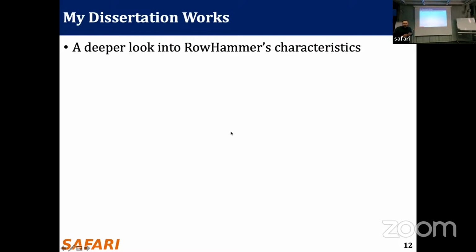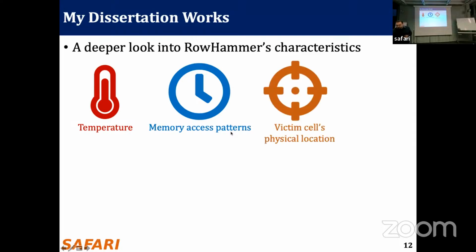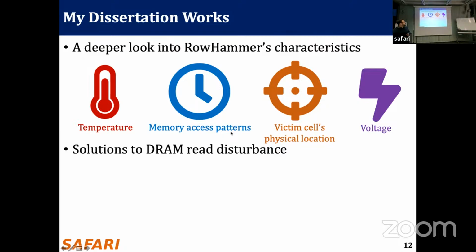To study this topic, I did several studies providing a detailed understanding of DRAM read disturbance. This is the focus of today's talk. For a deeper look into RowHammer's characteristics, we looked at the effect of temperature on RowHammer, memory access patterns, some victim cells' physical location, and voltage.